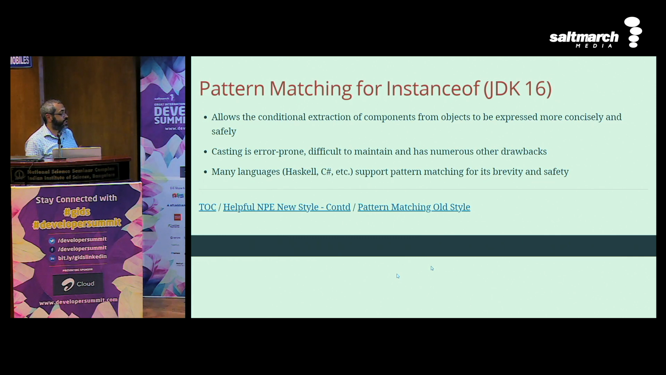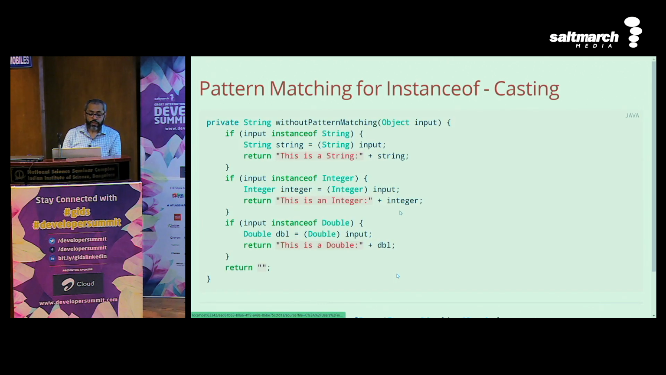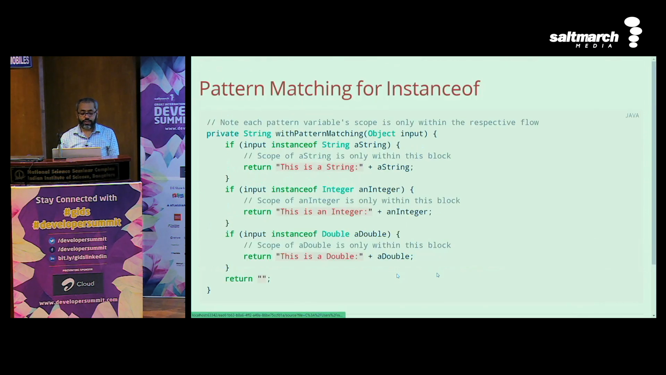Some languages like Haskell and C# already have it for its terseness and brevity, and Java is just following suit. So let's look at the old style of code where you have instanceof String, then you cast it to a String, and then you do something with it. Similarly for Integer, similarly for Double, right? In the new way, this all just becomes much terser.